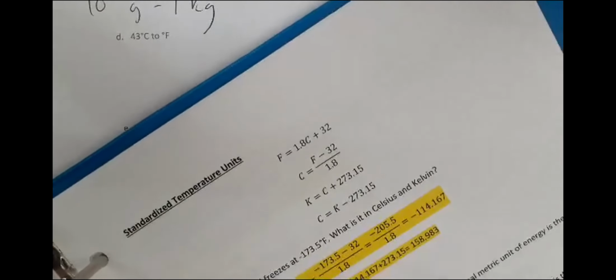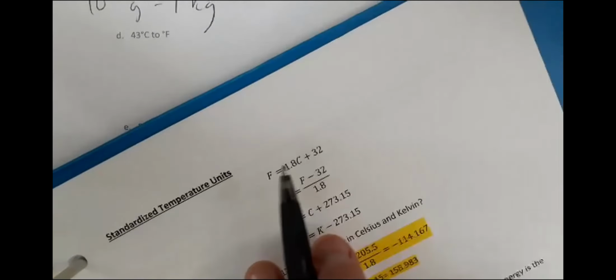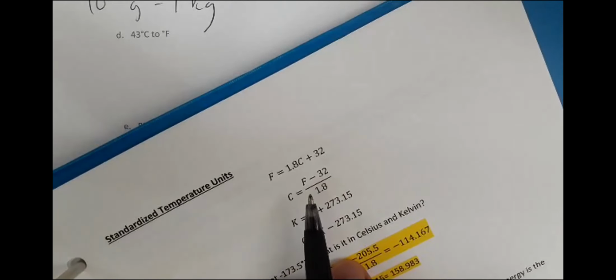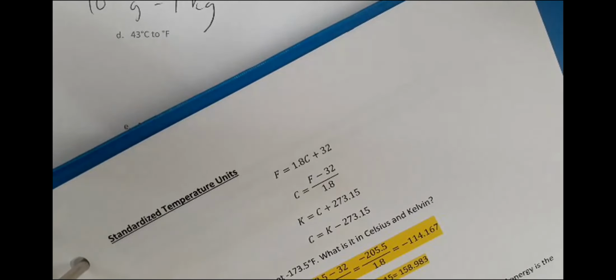43 Celsius to Fahrenheit. So if you're doing this, we want to figure out what Fahrenheit is. We could use either this one or this one. Which one would you use if you're trying to figure out what Fahrenheit is? The first one. The first one is solved for Fahrenheit. So go for that first one. F equals 1.8 C.